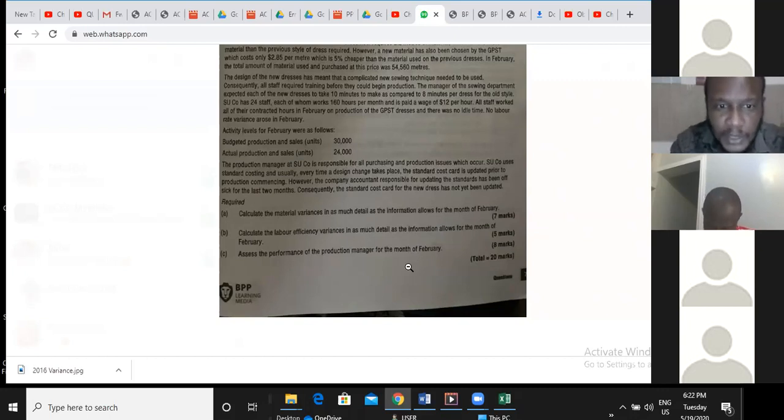And then the second part says the labor efficiency, just labor efficiency. Wow, not even labor expenditure, just efficiency in as much detail as the information allows for the month of February. All right, so that's fine. And then they say assess the performance of the production manager.